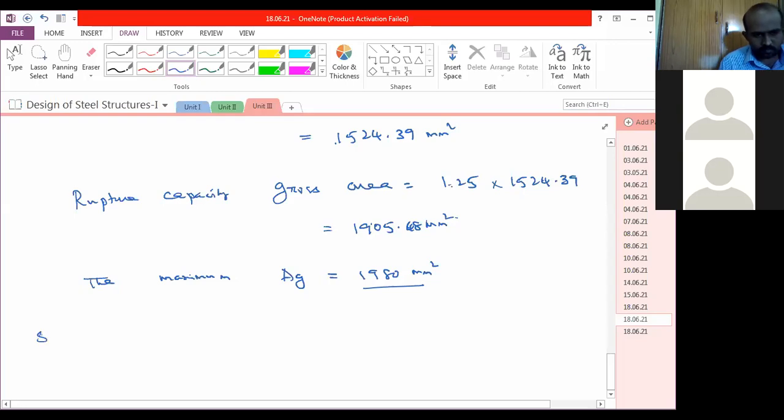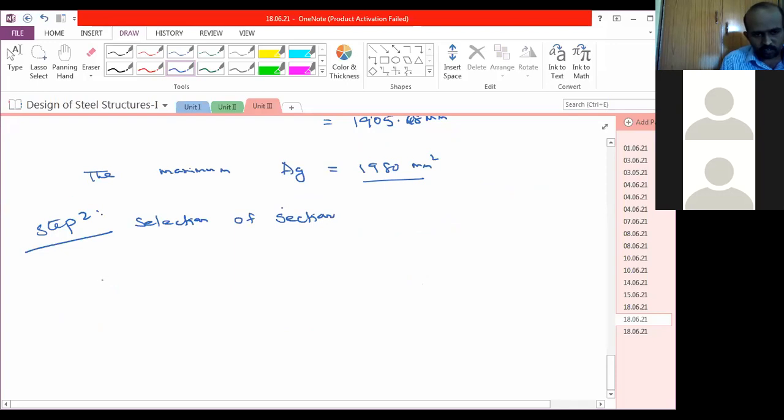Step number 2, selection of section. That is very important. That is the section we are adopting in order to carry 450 kilonewton. How to select the section? Based on the gross section area 1980, I am going to select this angle. Please check your steel table. This is most appropriate: ISA 150 by 75, 10 mm angle section.